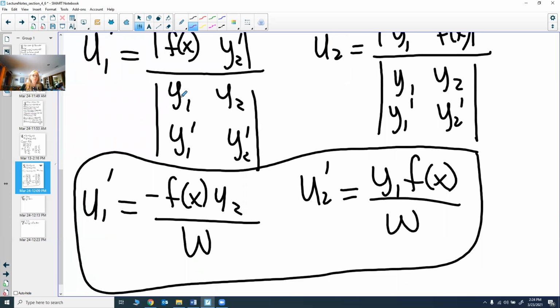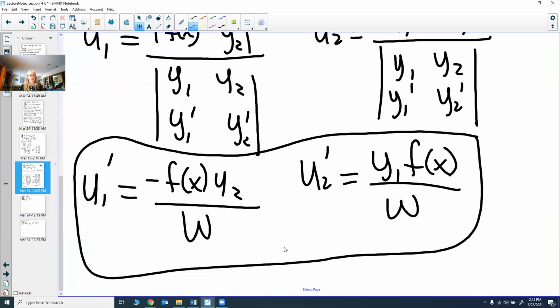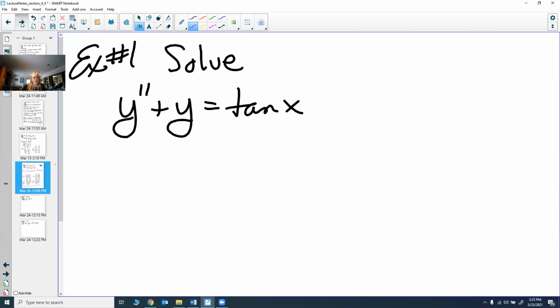By the way, y1, y2, y1', y2' is just the Wronskian, so we're basically dividing by that Wronskian. This is one reason the Wronskian can't be 0, because then we'd be dividing by 0. So we find that u1' is minus f of x times y2 over the Wronskian, and u2' is y1 f of x over the Wronskian. This was a lot of work just to get down to these formulas. We will now use these formulas to solve problems.